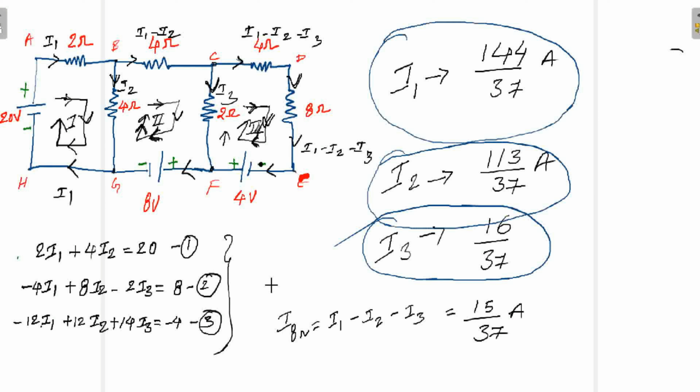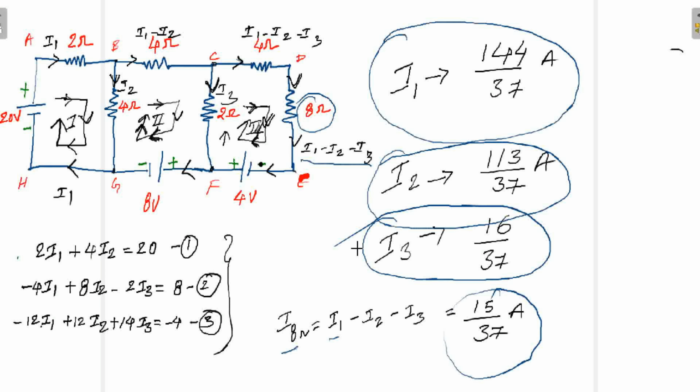But what is our aim? We need to find the current flowing through this 8 ohms. What is the value? I1 minus I2 minus I3. So whatever value you get, whether positive or negative, substitute the same value. Then I, that is the current through the 8 ohms, is equal to I1 minus I2 minus I3, that is 144 by 37 minus 113 by 37 minus 16 by 37, which gives you 15 by 37.